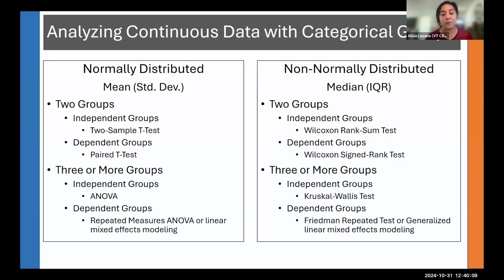So for example, if you're testing for differences in exercise performance across multiple time points within the same group, these are the types of methods that you would want to use.